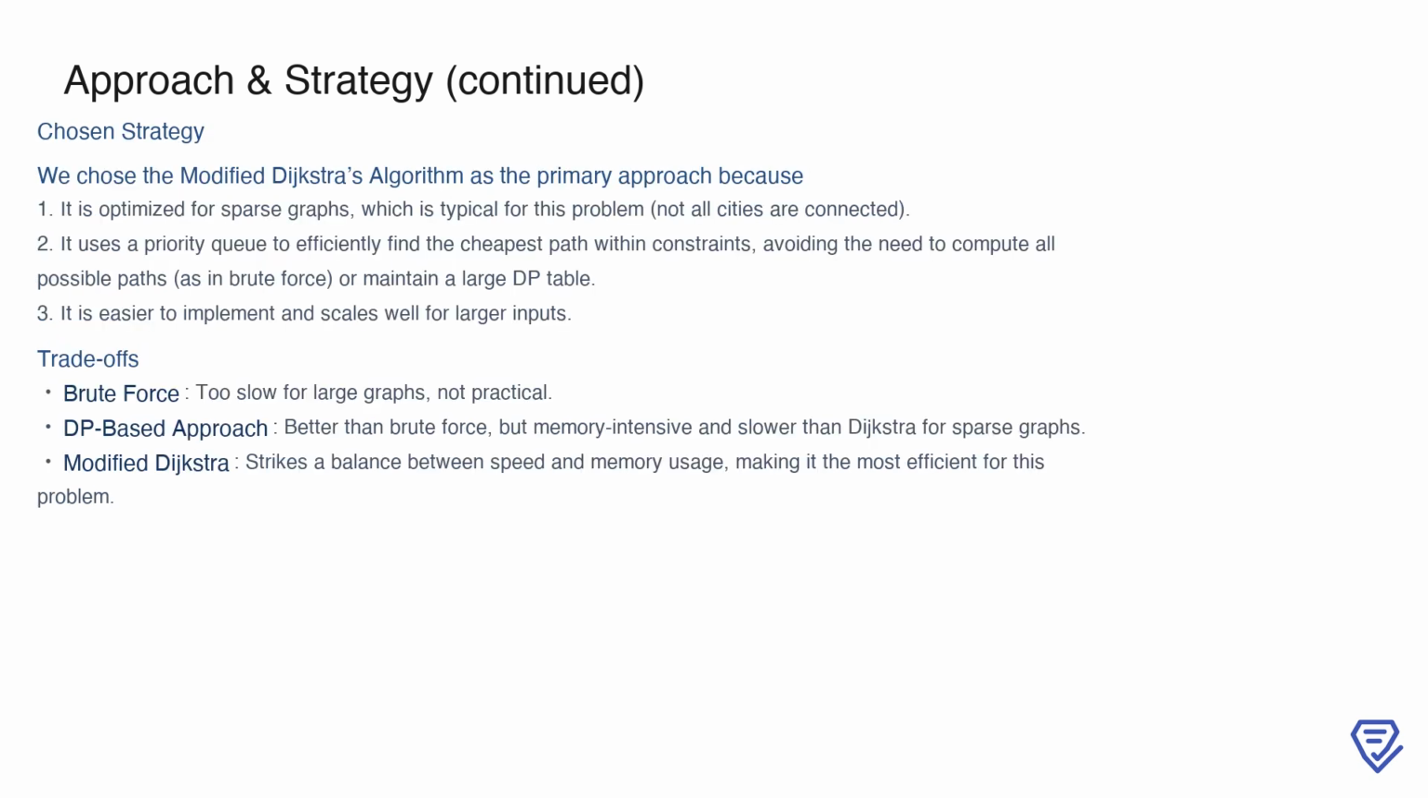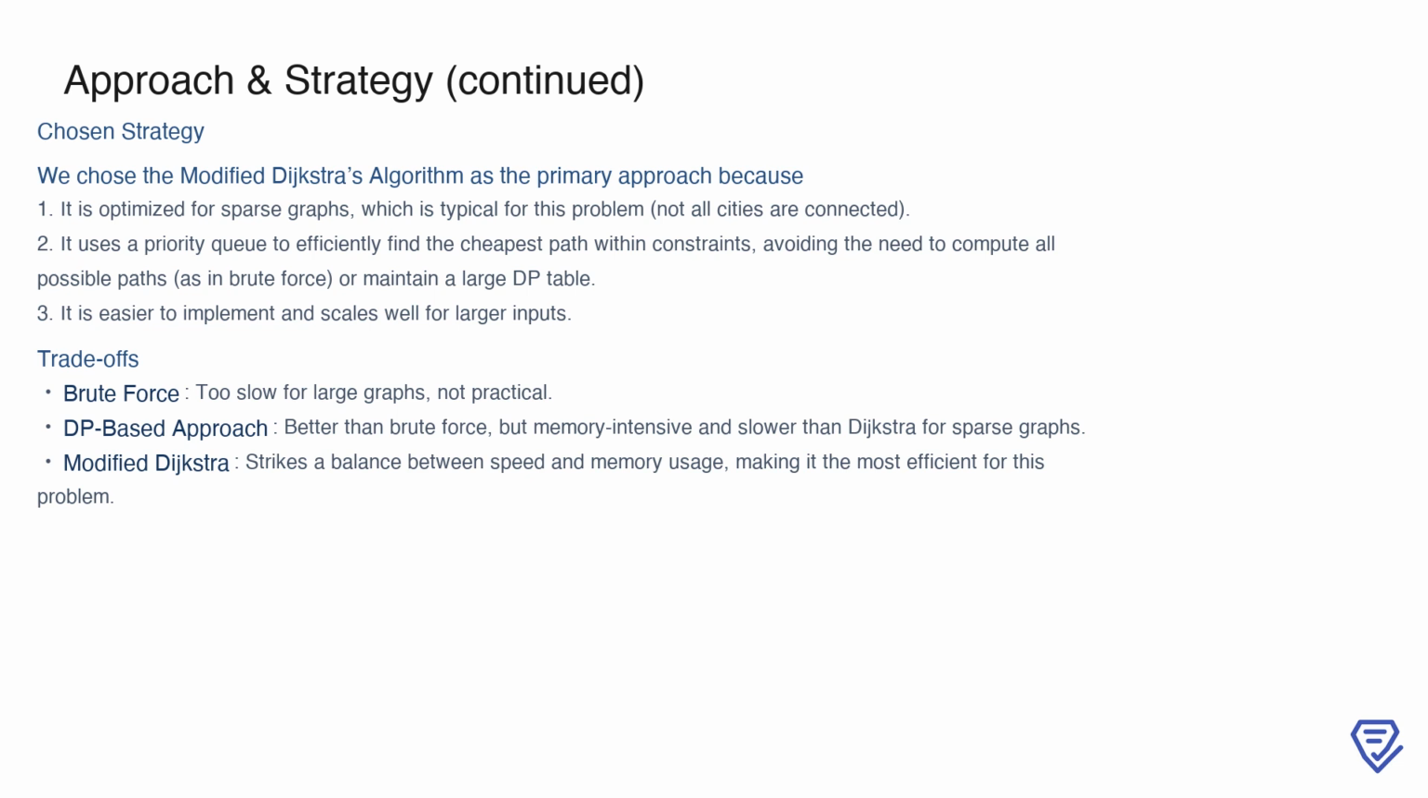Given the various options, we chose the modified Dijkstra's algorithm as the primary approach for this problem. There are several reasons for this choice. First, this algorithm is particularly well suited for sparse graphs, which is a common scenario in this problem since not all cities are connected.